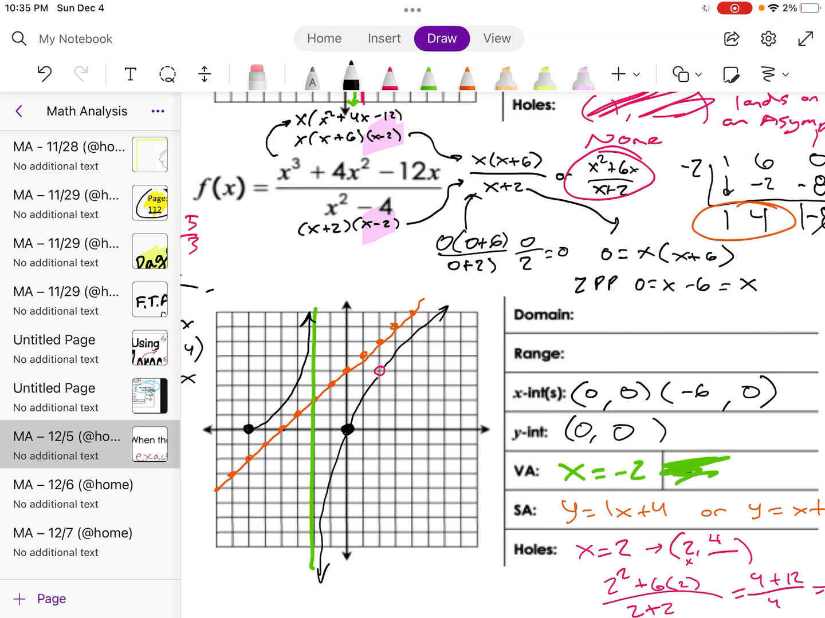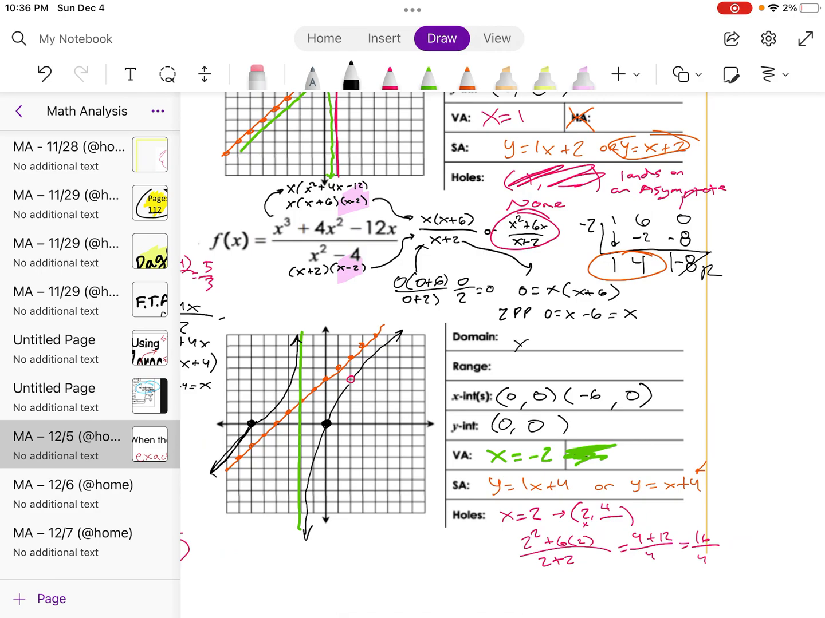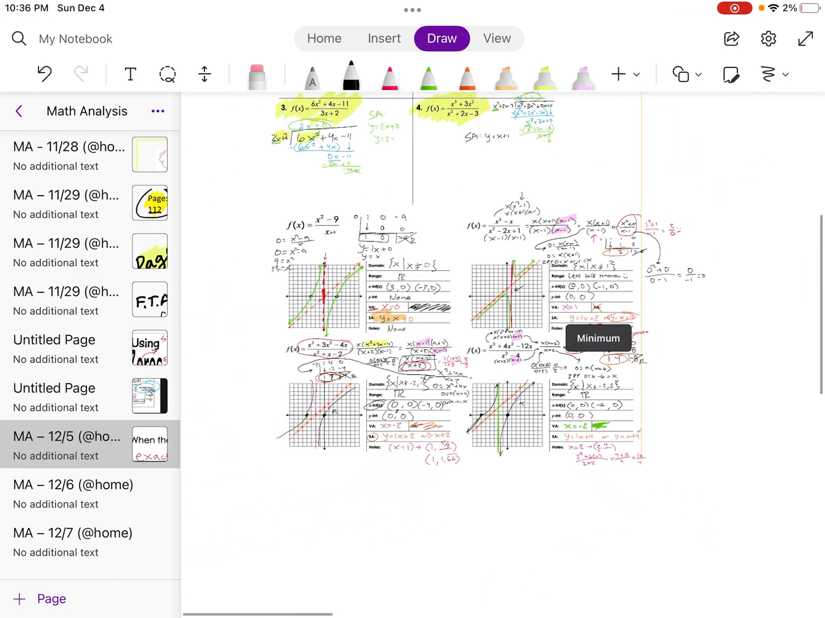So there's enough points for me to draw a quick sketch approaching my asymptotes. And I'm done. So it looks like my domain, x can be almost anything. It just can't be my asymptote at negative 2, or it can't be the hole at positive 2.